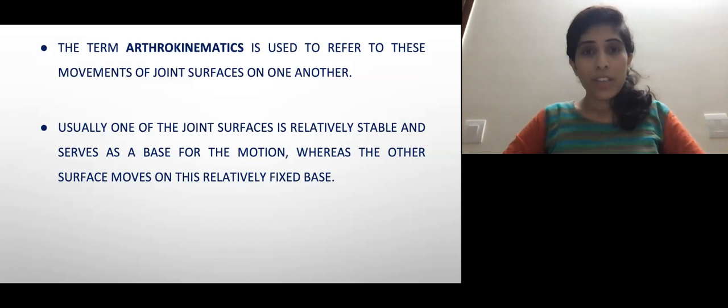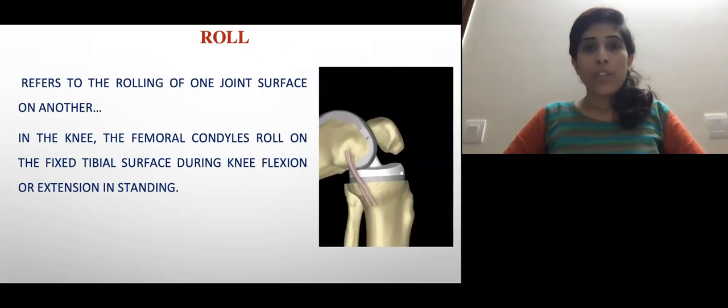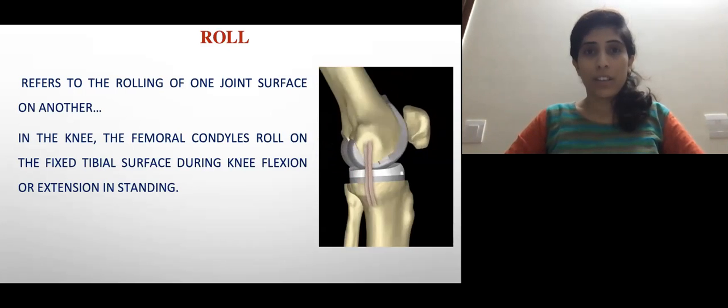Usually, one of the joint surfaces is relatively stable, which provides the base for the motion, whereas the other surface moves on the fixed surface. Arthrokinematics mainly includes three types of motion, that is roll, sliding, and spinning. We'll see first roll. Roll refers to the rolling of one joint surface on the other.